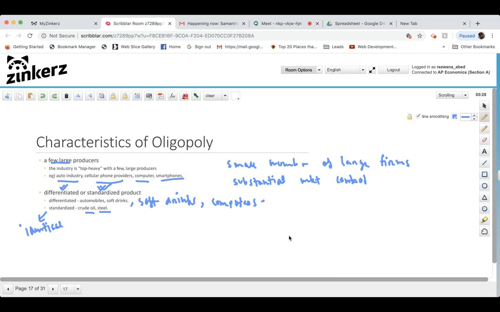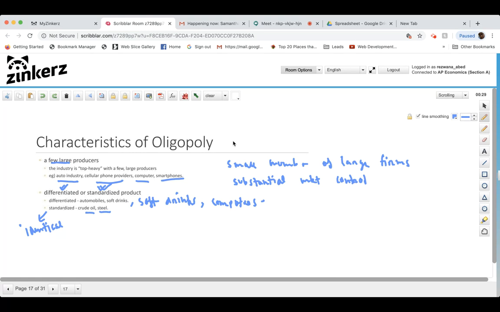So there are not going to be as many farms as we saw in monopolistic or perfect competition. There definitely isn't going to be as many as that. But what matters here, remember when we talked about monopolistic competition or perfect competition, we always talked about how they're very small compared to the entire market, right? We kept talking about that. They're very small compared to the entire market.